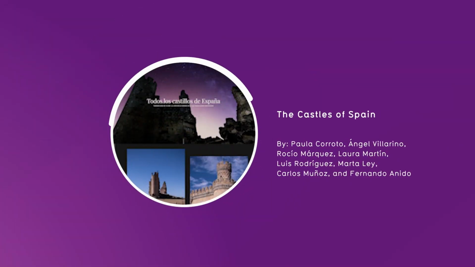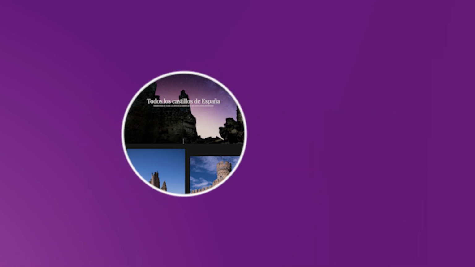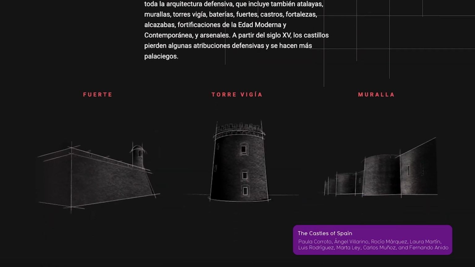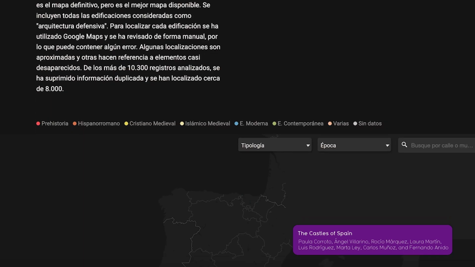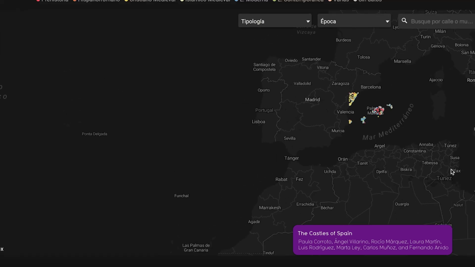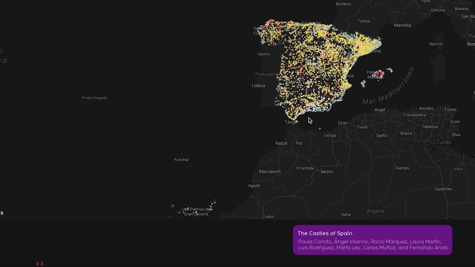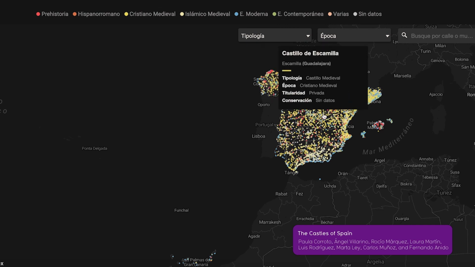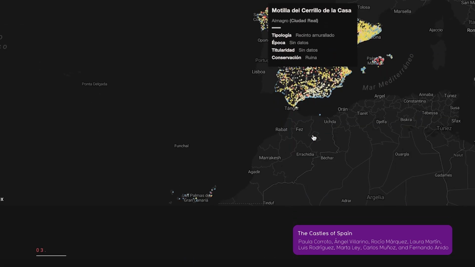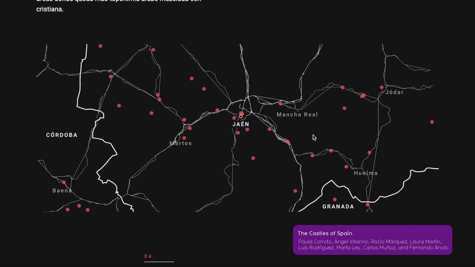The Castles of Spain by Paula Coroto, Angel Villarino, Rocio Marquez, Laura Martin, Luis Rodriguez, Marta Ley, Carlos Munoz, and Fernando Anido. In Spain, there are thousands of abandoned castles that were built during the struggles between the Christians and Muslims in the medieval and Renaissance times. This project uses infographics and maps to graphically explain what architectures are considered castles, their main parts, and their locations.